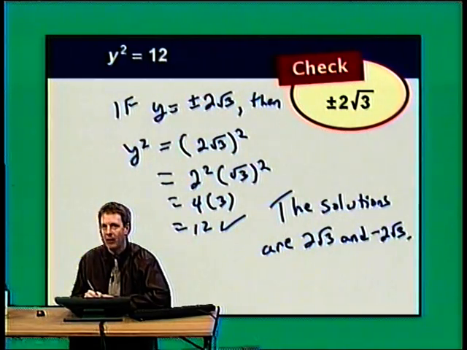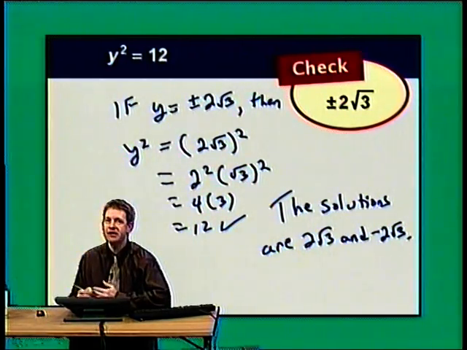On the last example, when I stated my conclusion, I just said plus or minus the square root of 22 over 2. Here, I wrote the two solutions down individually. I'm kind of letting you know that it's okay to write your conclusion either way.